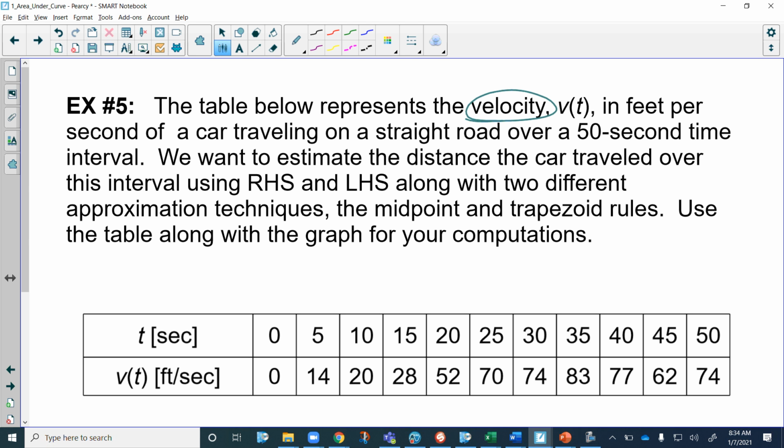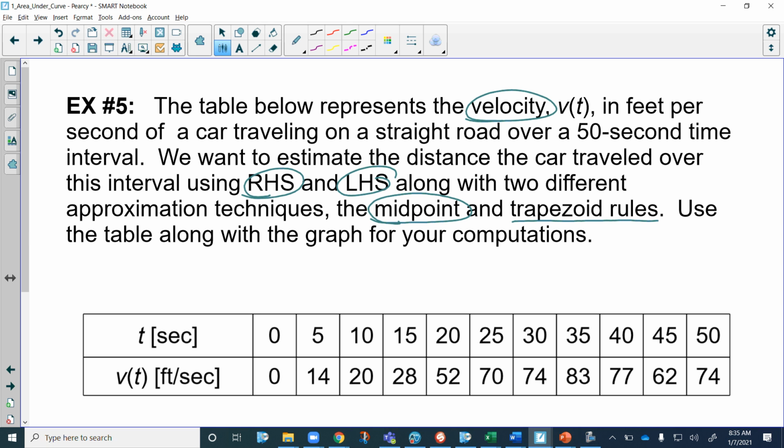And what it's asking us to do, it says to use the right-hand Riemann sums, the left-hand Riemann sums, as well as a midpoint Riemann sum and something that we haven't used yet, the trapezoid. Now the trapezoid is typically going to be, if you're just getting an estimate using a geometric shape, the most appropriate approximation. It's going to be the closest to the actual area. But let's take a look here.